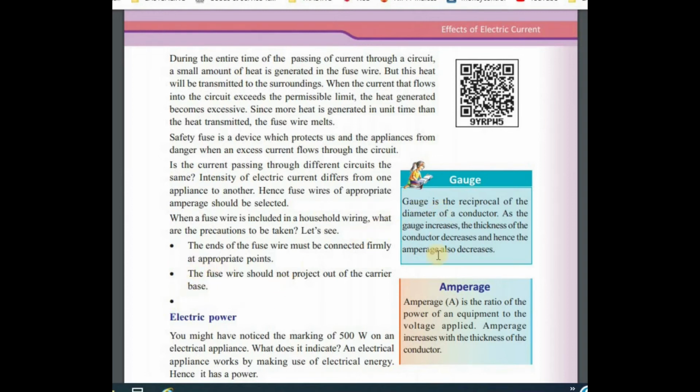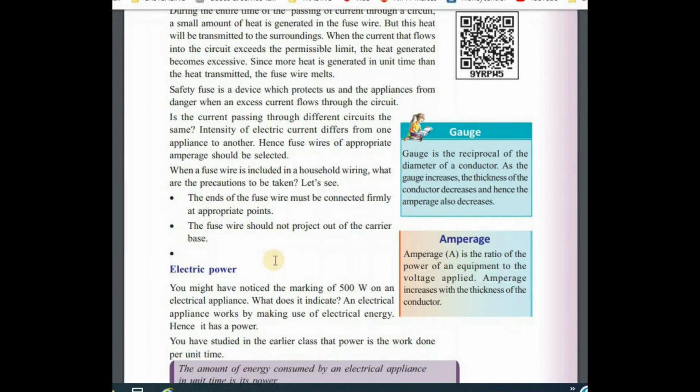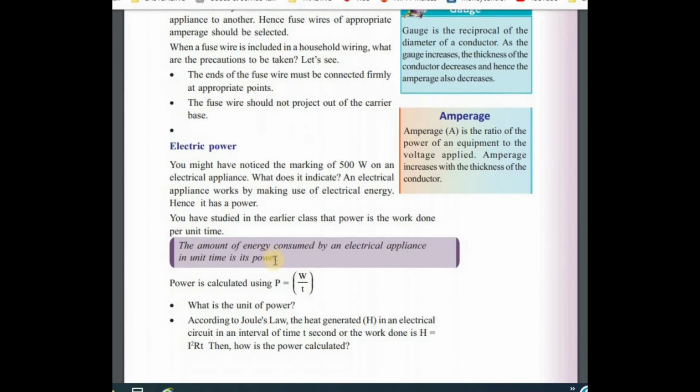Electric gauge and amperage are for additional reading. We studied about nichrome, which is used as the heating coil, and the alloy of tin and lead, which is used as the safety fuse, and their peculiarities. Next, we are going to discuss electric power.